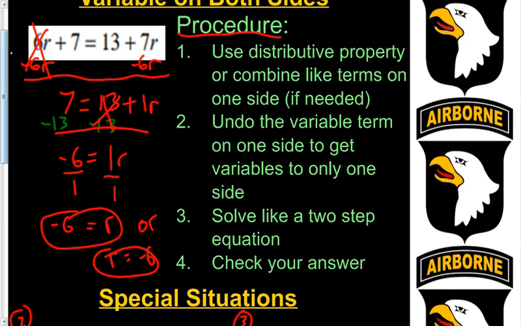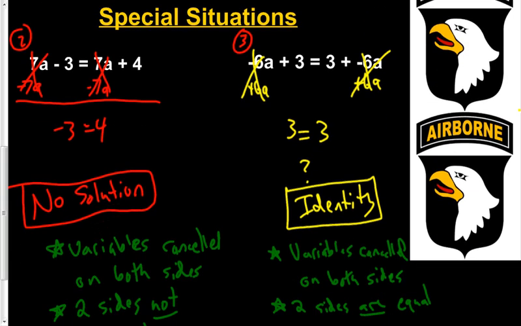One is a normal one, where you have to get the variable off one side, so it's just on the other side, and you can solve it then normally. And these two are unique ones where when you get rid of the variable from one side, it also cancels out on the other side, and you're left with a unique situation.